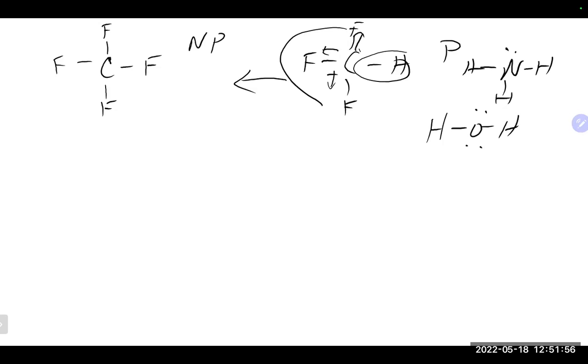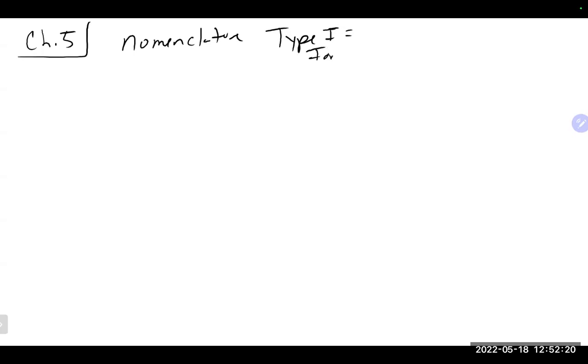Jeez. All right. Then we rolled to chapter 5, which was another favorite, right? And this was all about naming, all about nomenclature. So we talked about different types of naming. We had type 1, which is an ionic compound, and it is a metal and non-metal. And remember that it is always the metal that's most important when it's involved.